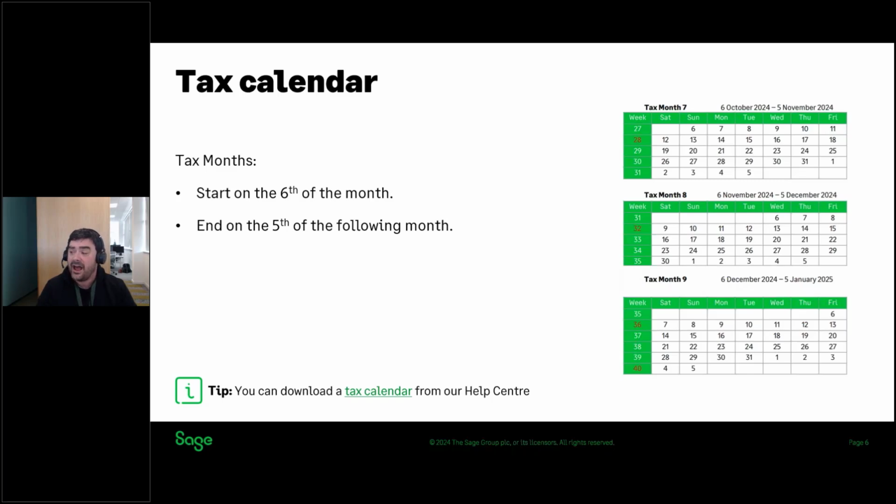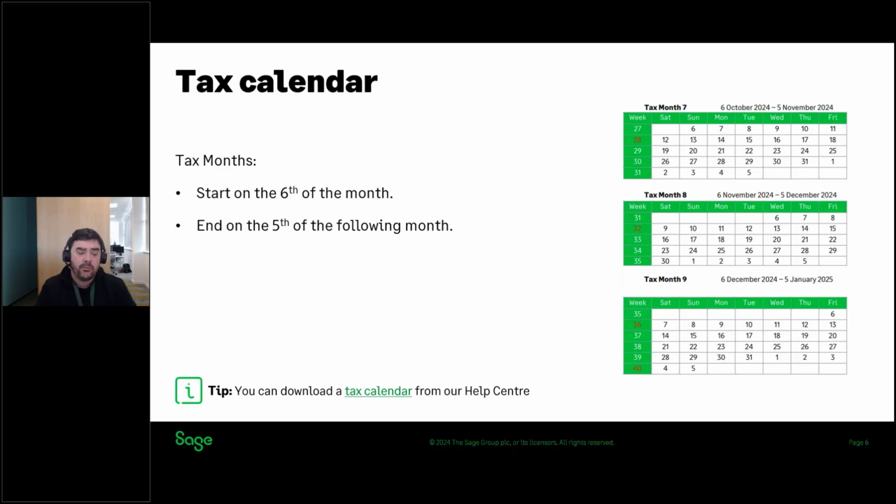So in my example, I have monthly and weekly. My weekly paid employees are paid on a Friday. So in tax month 8, I need to ensure that I have completed these 4 periods here. So the 8th, 15th, 22nd, and 29th.